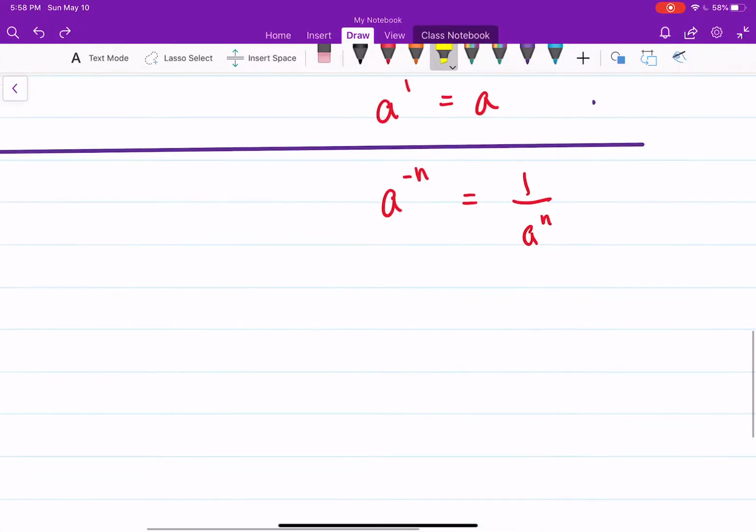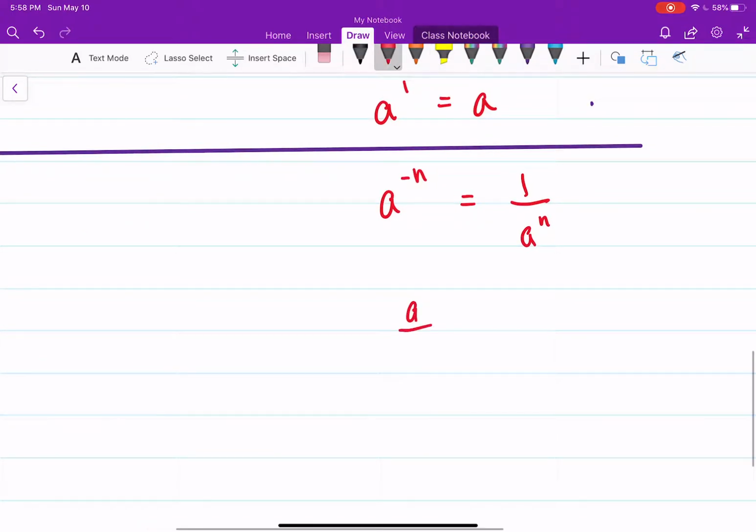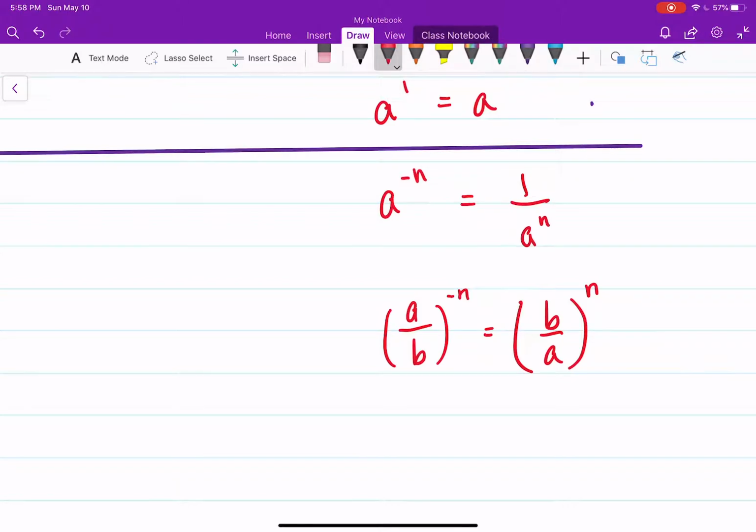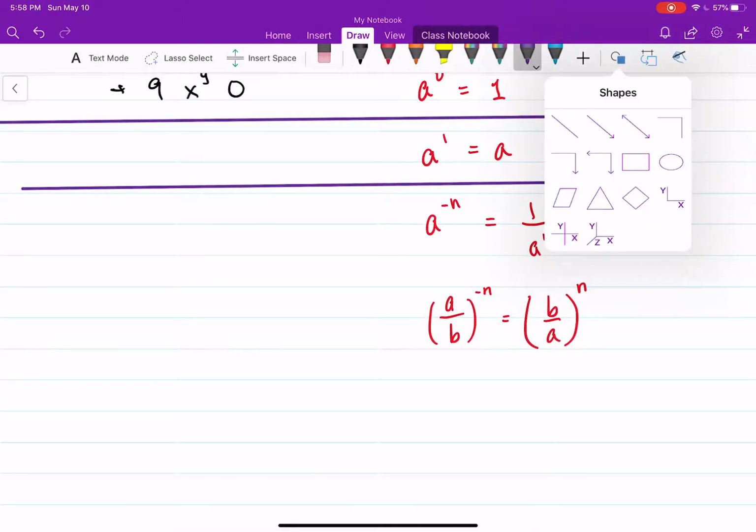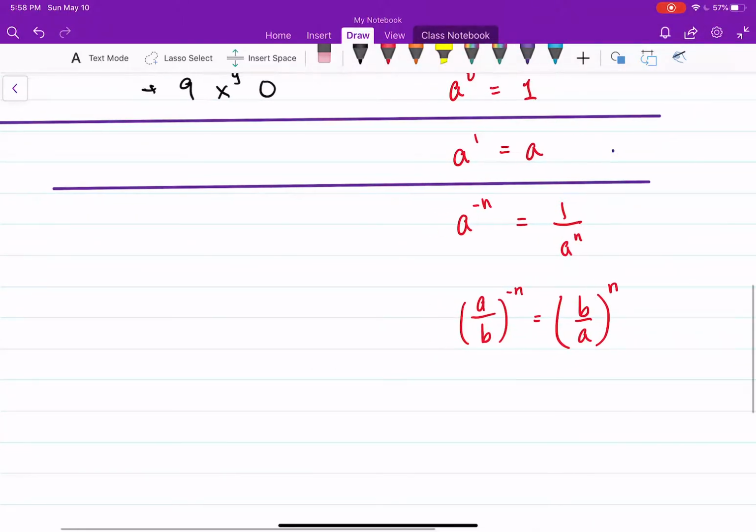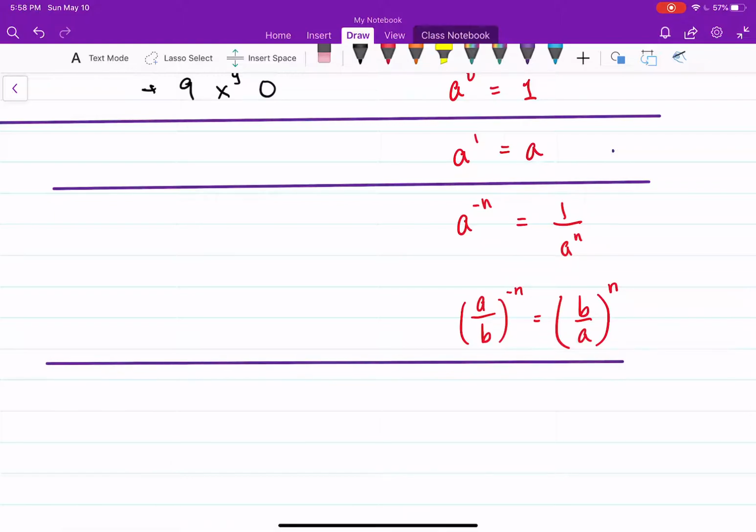Now with that being said, it's also true that if I have a divided by b raised to negative nth power, what would happen is this. It'll be b raised to the a to the positive nth power. Okay, so I want you guys to understand that. All right, so now let's do some problems so that it can kind of explain things the right way for you.